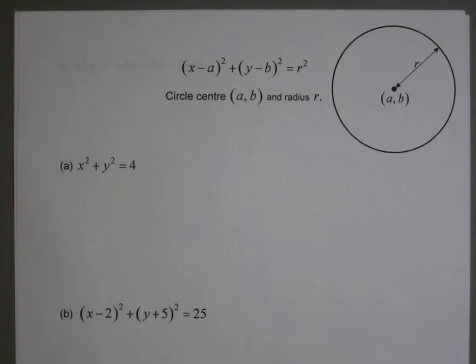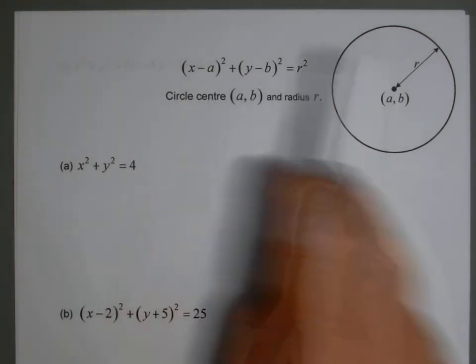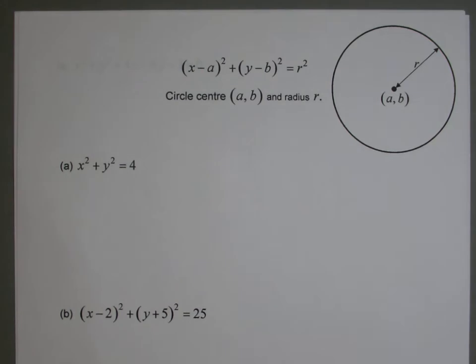Okay, so we could be given a circle equation and we're asked then to describe it. So we were asked for its center and its radius. So remember, we always refer to this general equation here. Okay, so when we have this equation, let's look at the first one here.